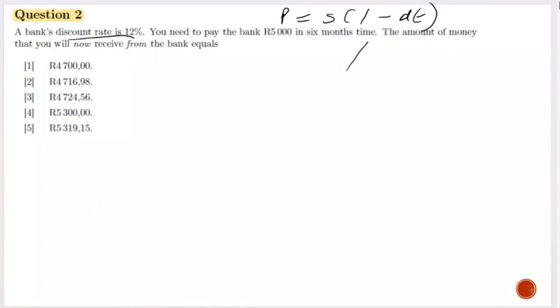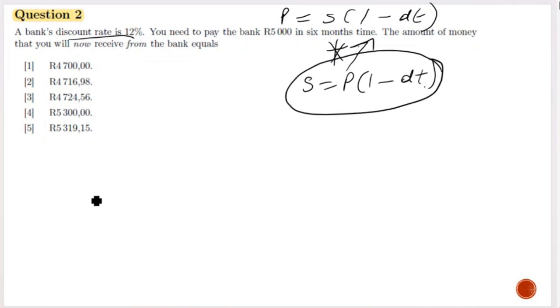I want to point out a common error that you need to be very careful about: do not write your formula as S is equal to P into 1 minus DT. Be careful about this. This is an incorrect way. I'm pointing out the common errors.